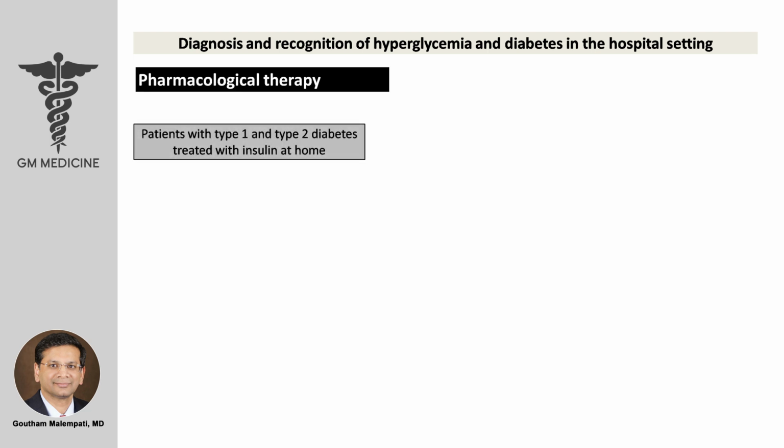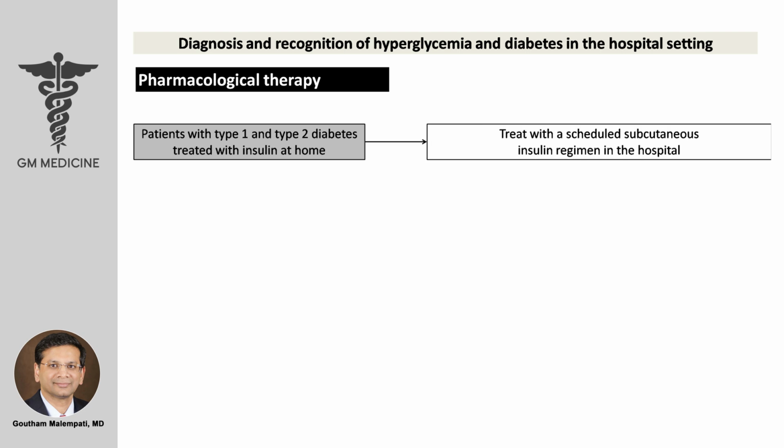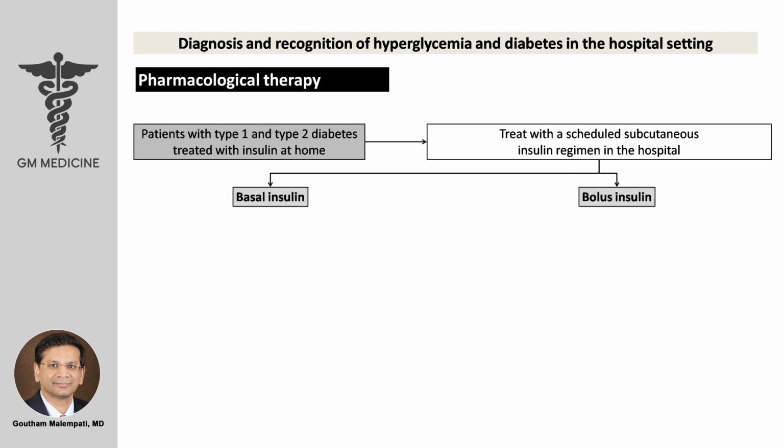Recommend that all patients with type 1 and type 2 diabetes treated with insulin at home should be treated with a scheduled subcutaneous insulin regimen in the hospital. The scheduled regimen consists of basal and bolus insulin.